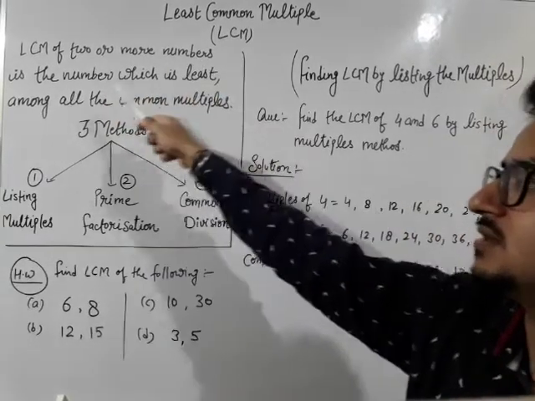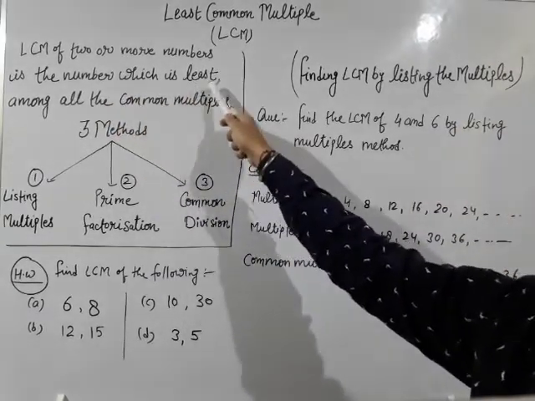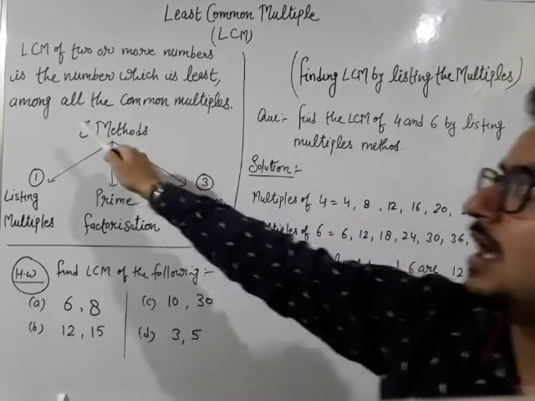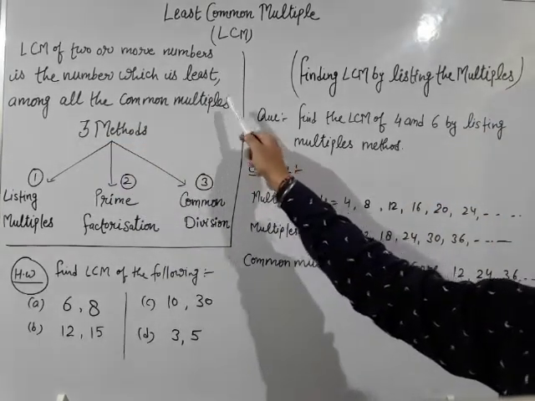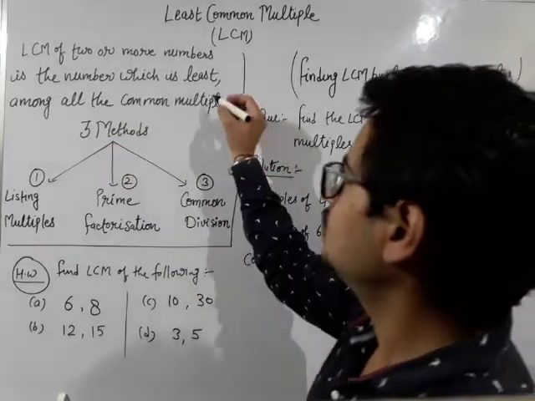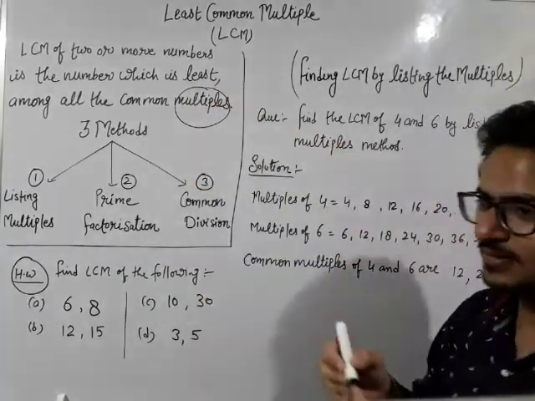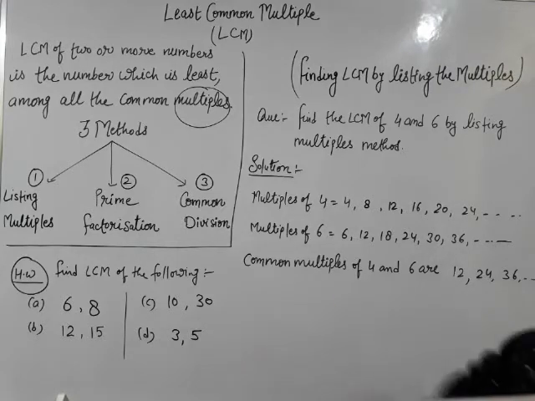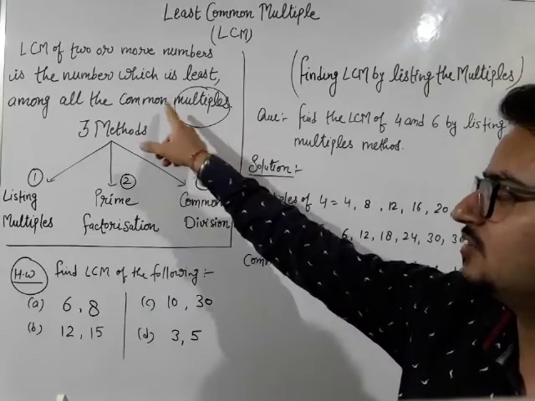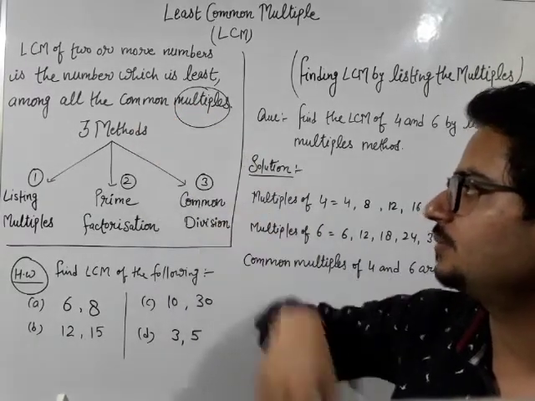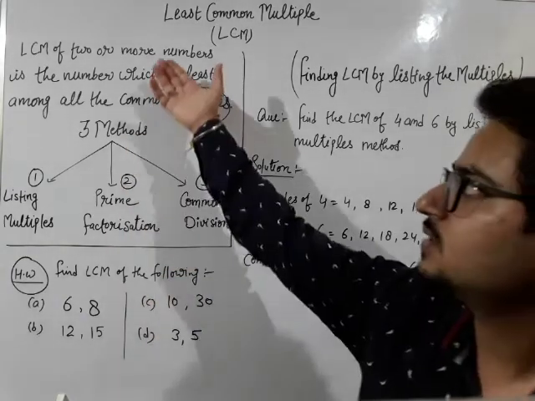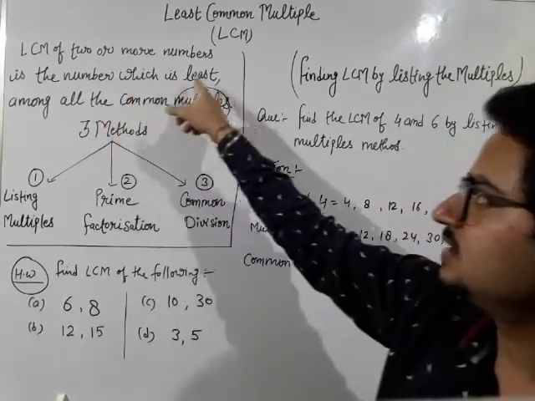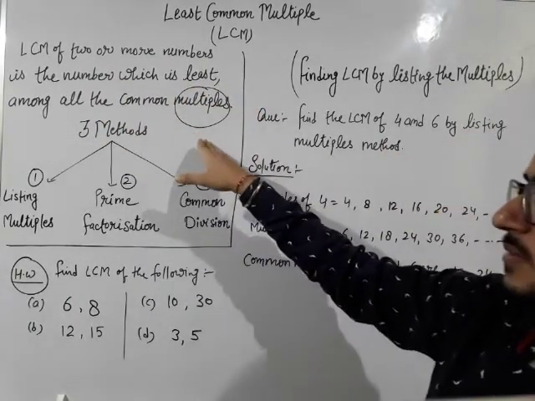LCM of two or more numbers is the number which is least. Least means smaller, सबसे छोटा number among all the common multiples. Do you know the meaning of multiples? Yes, we have studied in this chapter factors and multiples. And the multiples which are common are known as common multiples. So, according to this definition, the least common multiple of two or more numbers is that number which is smallest among all the common multiples.